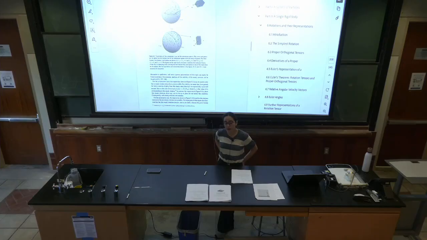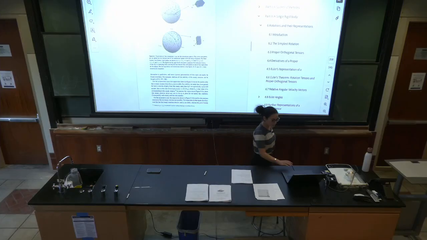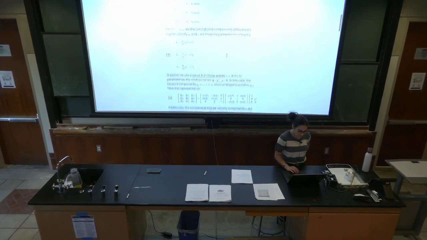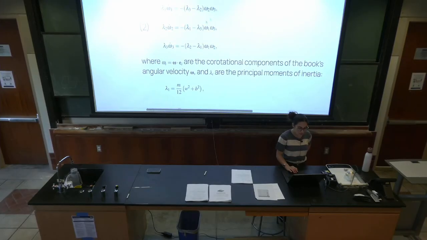The components of the inertia tensor are going to be constant, right? But they're different. The omega components are going to change. You have omega x, omega y, omega z. And if we go back to the equations, so you have omega 1, omega 2, omega 3, omega x, omega y, omega z.